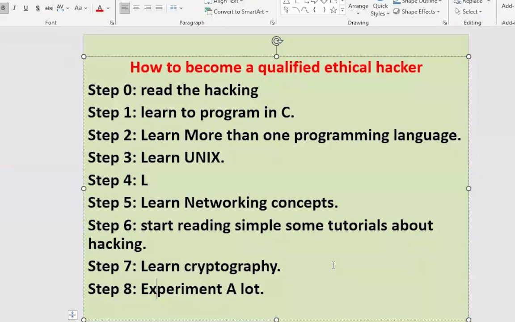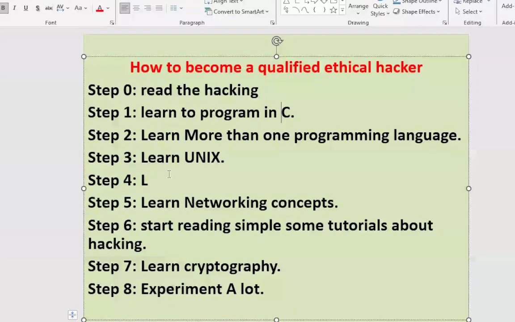Now the last part is you have to experiment a lot. So the glimpse here is you have to know programming, you have to know Unix, you must have proper networking concepts, you must know cryptography a little bit. At the end you have to practice a lot.